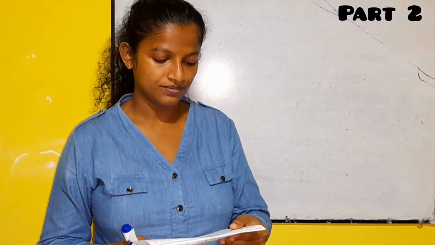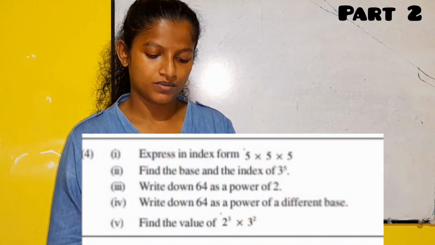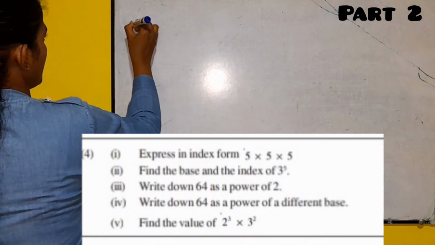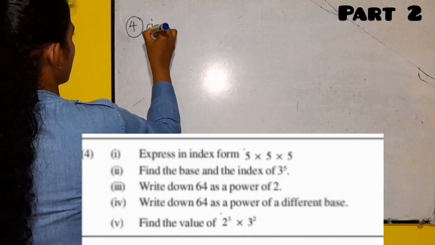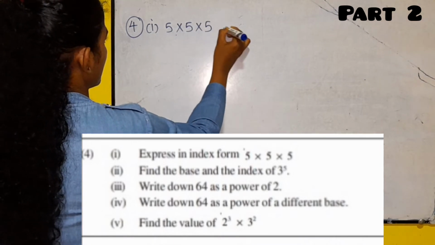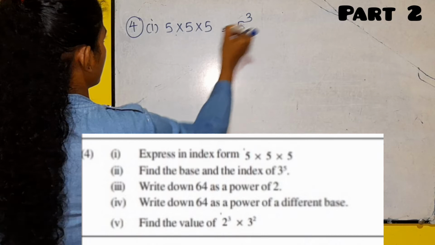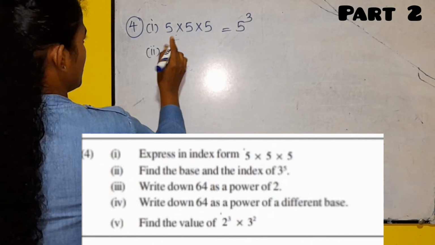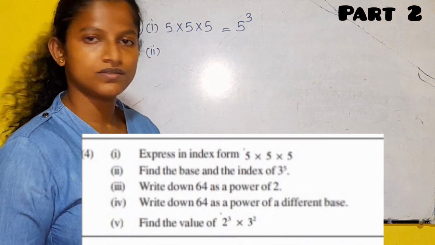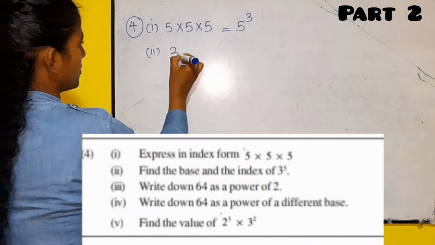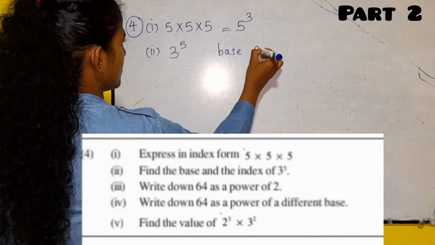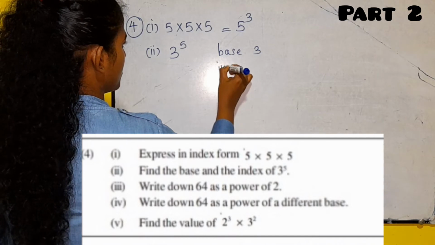Question number 4. Expressing in index form 5 into 5 into 5. This can be written as 5 to the power 3, because 5 is multiplied 3 times. Find the base and the index of 3 to the power 5. 3 to the power 5, the base is 3, then the index is 5.